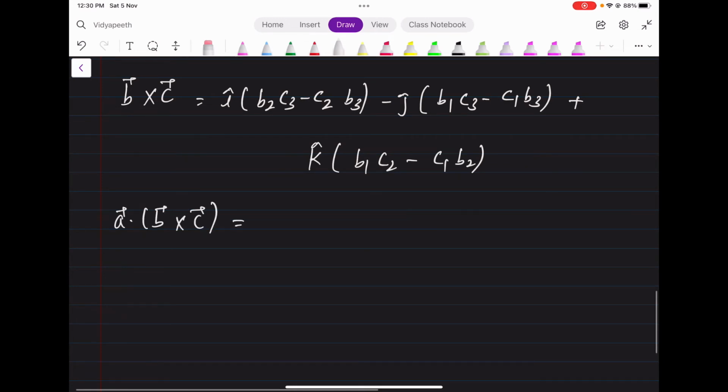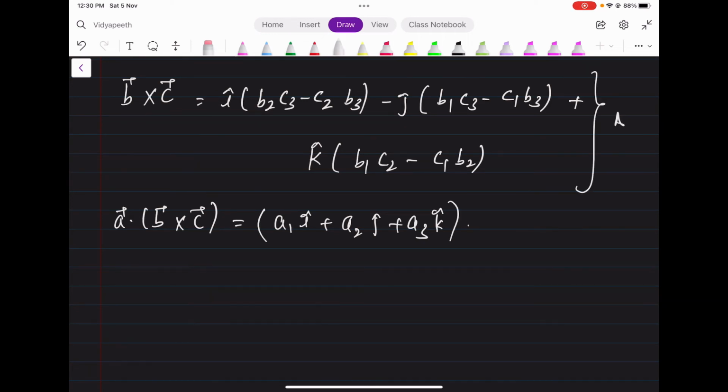So what is my A vector? It is nothing but A1 i cap plus A2 j cap plus A3 k cap. Is it clear? And now if I take the dot with B cross C, what is my B cross C? This is my B cross C, that is a star. And now we know how to calculate the dot product between two vectors. Let us quickly write the dot product between the two vectors.